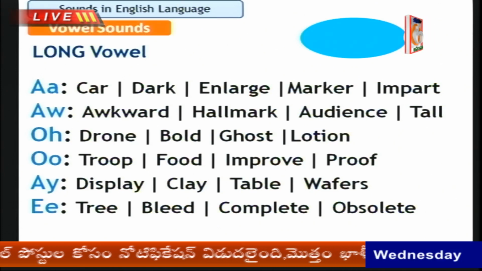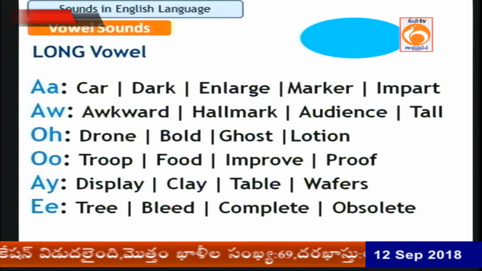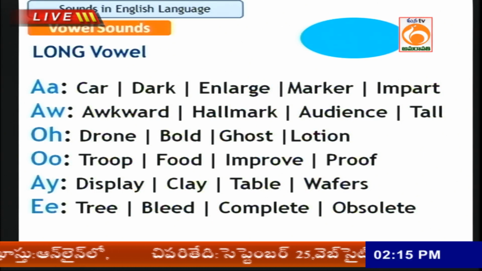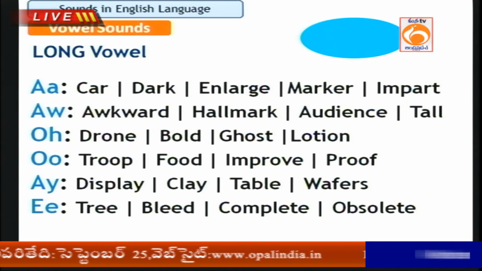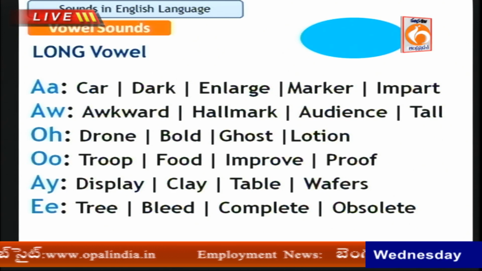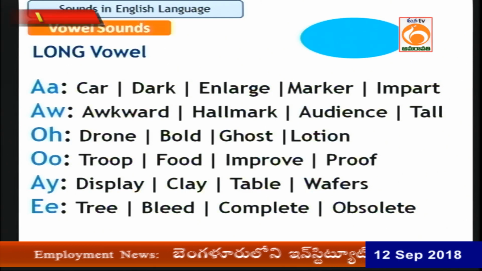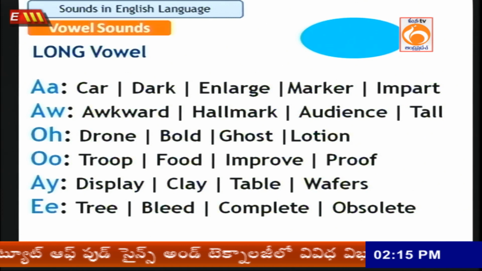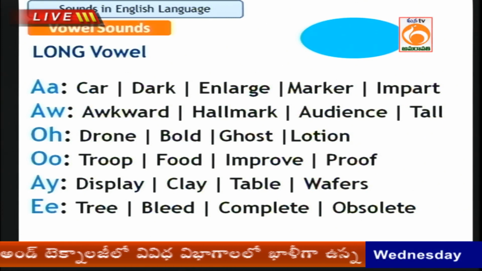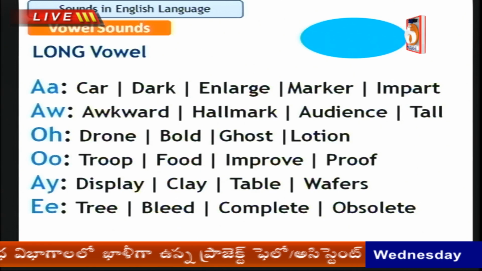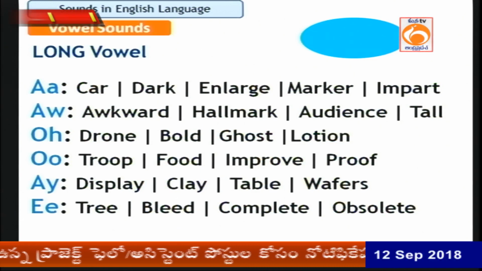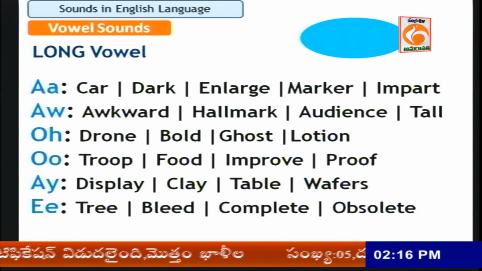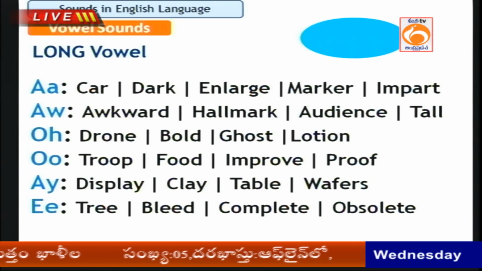Awe, for example, awkward, hallmark, audience, tall, awesome, ball, mall, all these have the aw sound. O, drone, bold, ghost, lotion. Oo, for example, troop, food, improve, proof. Wherever you have the long sound oo, those are the examples. A, display, clay, table, wafers.